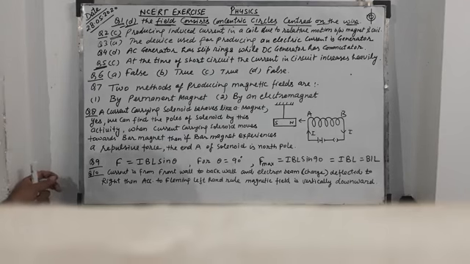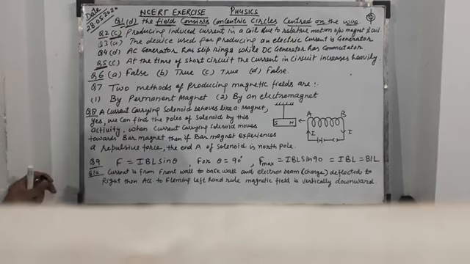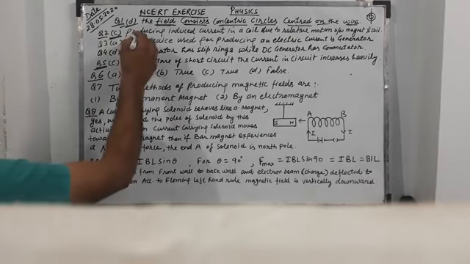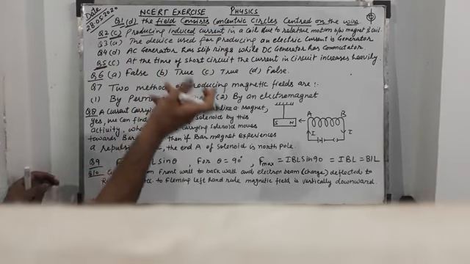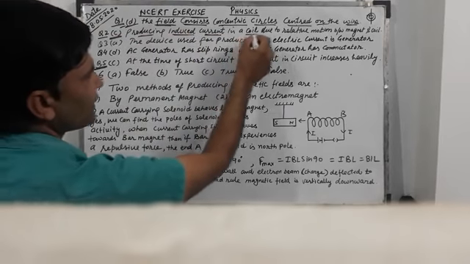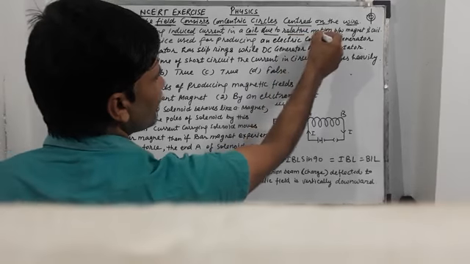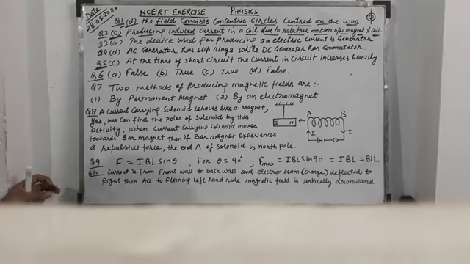Okay. Now, question 2 is asking what is electromagnetic induction. So the answer to question 2 is option C, that is, producing induced current. Electromagnetic induction is producing induced current in a coil due to relative motion between magnet and coil.